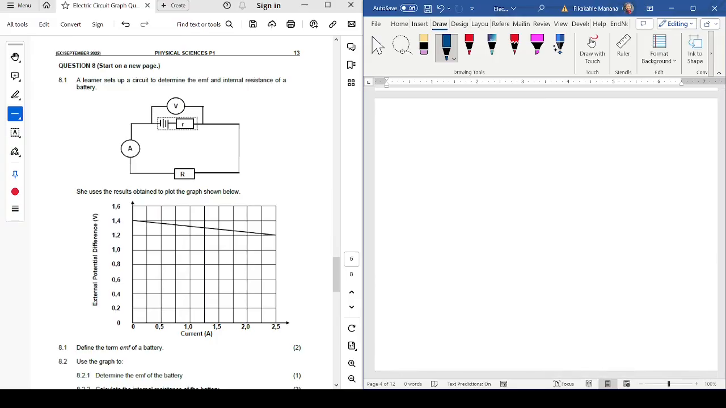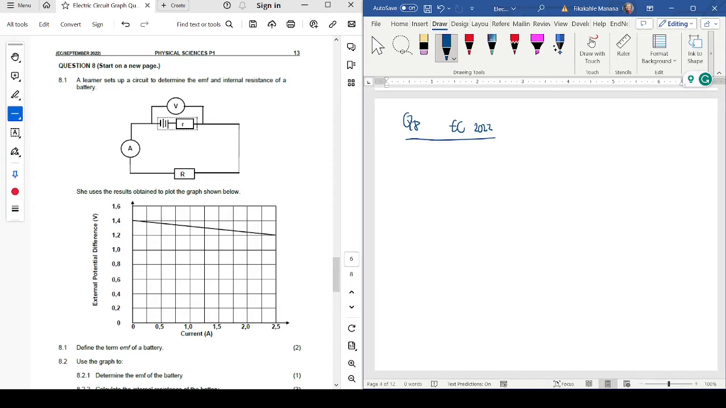Welcome back to the last portion of this lesson. But like I said, I think by now you're getting the gist of it. So this is Eastern Cape 2022. That is the prelim. And let's see. It says a learner sets up a circuit to determine the EMF and internal resistance of a battery. And then what do we have before us? We have external potential difference, so we have voltage versus current.